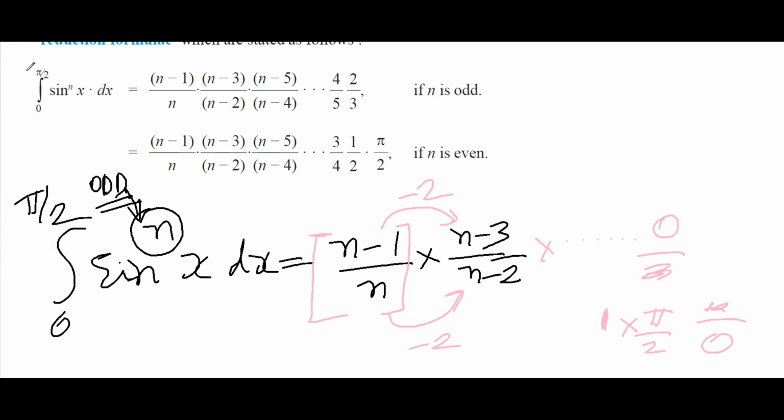Although here it is written, integration 0 to pi by 2 sine to the power n x is equal to n minus 1 upon n into n minus 3 upon n minus 2 into n minus 5 upon n minus 4, till 4 by 5 into 2 by 3. So what will be your next term? The next term will be 2 minus 2, that will be 0, and 3 minus 2, that will be 1. So in the numerator you are getting 0. So this will be your answer.